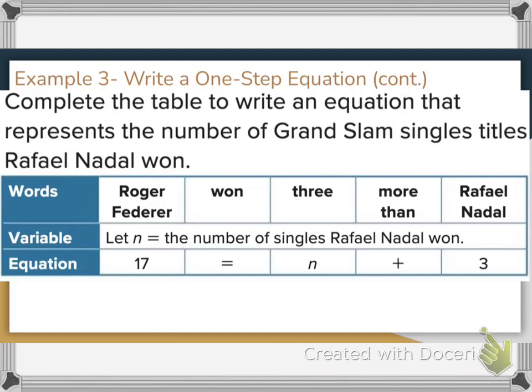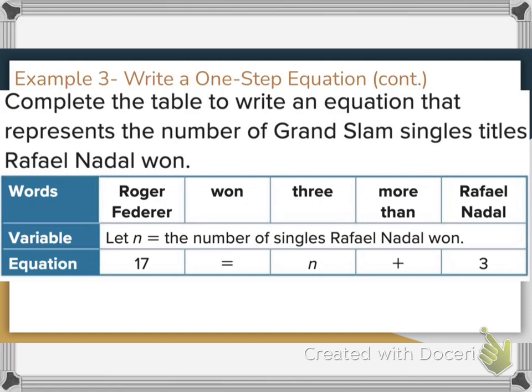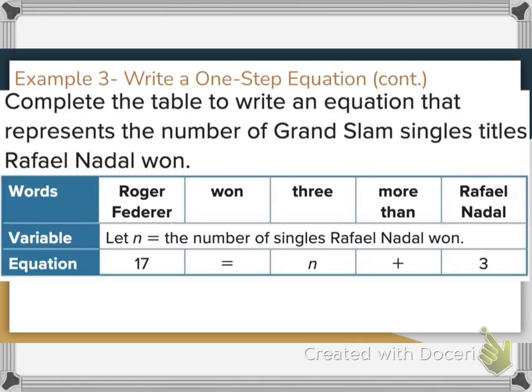So 17 was the record, right? That's what it said. At that time, Roger Federer held the record for the most Grand Slam singles titles won with 17. So my record equals the amount that Nadal won plus 3, because Roger Federer had won 3 more. Does that make sense? So I take the amount that Nadal won, add 3 to it, and I get that record of 17. Some of y'all were saying 17 minus something. If you did 17 minus n equals 3, that would still work.